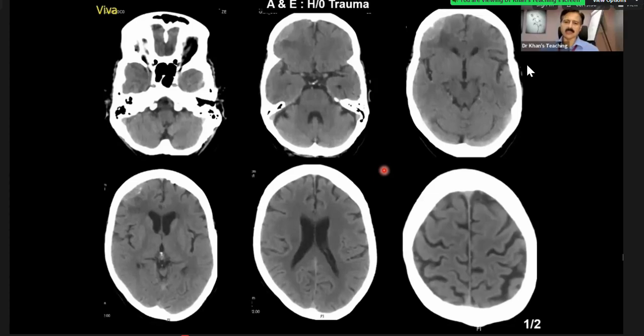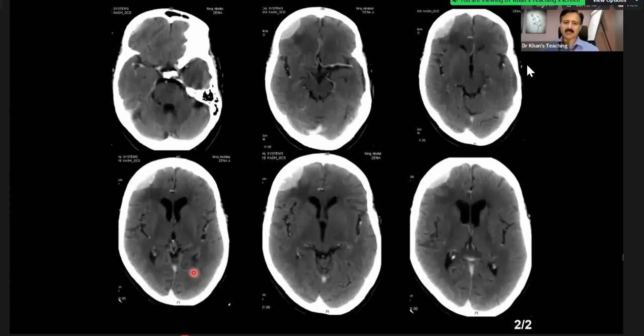And look at this slice. Anything comes to your mind? There is some calcification at the periphery of it as well. How do you explain that? It's an old collection with some infection, or maybe some. What do you think this is? The calcification shows there's a chronic process.